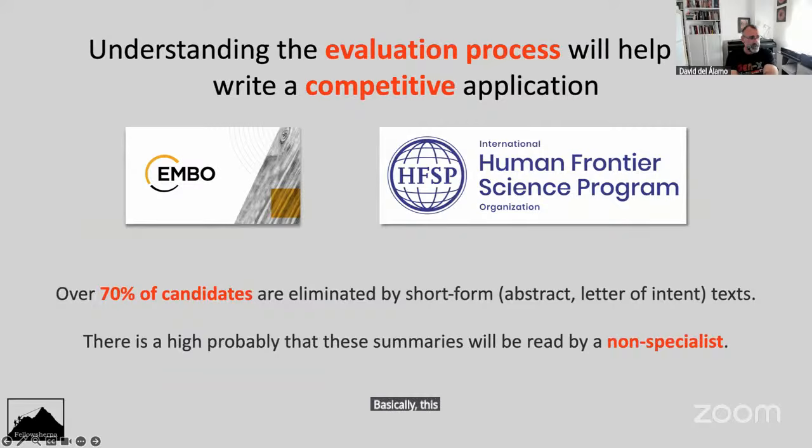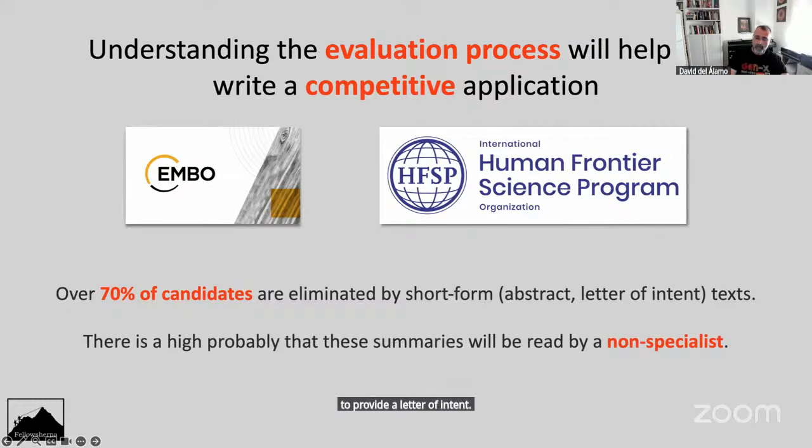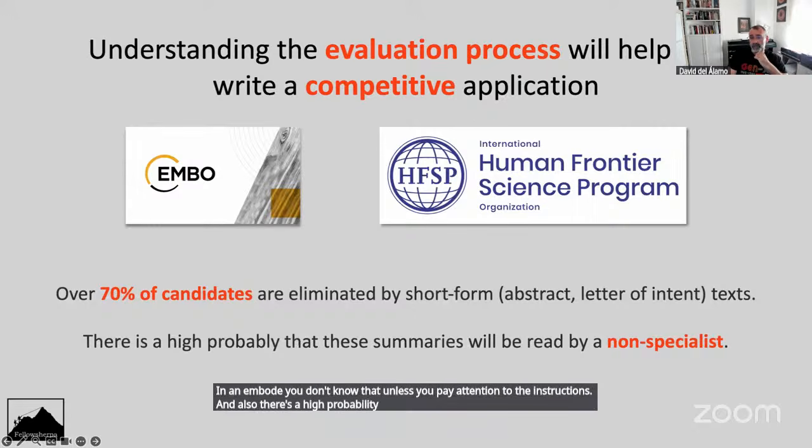Basically, this is just to summarize. The evaluation process will help you write a competitive application. About 70% of candidates are eliminated by the short form. This happens both in Human Frontiers and in EMBO. It's true that in Human Frontiers, you know that from the beginning because you have to provide a letter of intent. But in EMBO, you don't know that unless you pay attention to the instructions. And also, there's a high probability that these summaries will be read by a non-specialist. So you have to write them in a way that someone that is not an expert on your topic can understand them and can understand how important your research is.